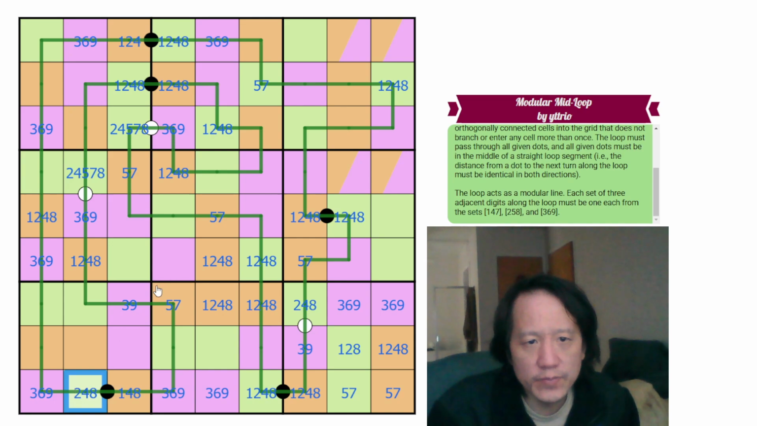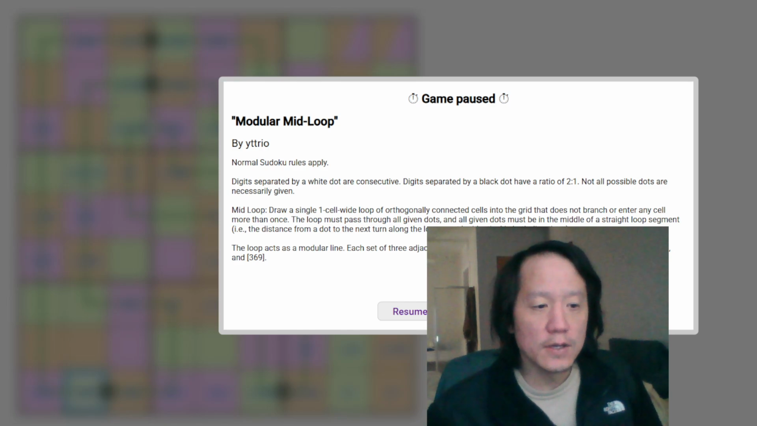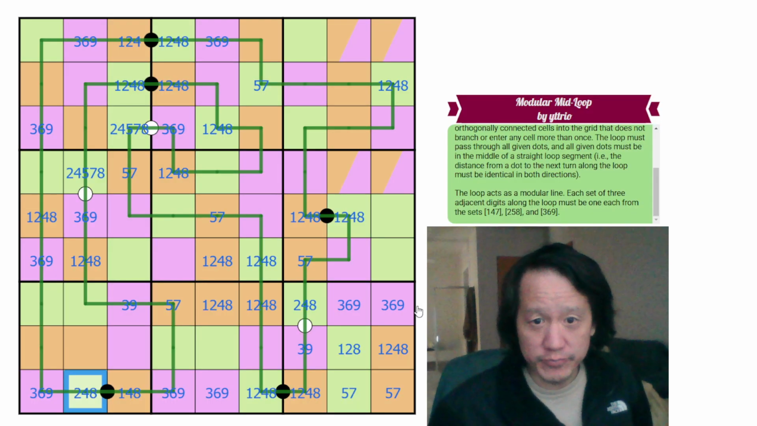I'm gonna pause. I need to go to the bathroom. So let me pause for a little bit. And we're back. Okay, let's continue with this puzzle.